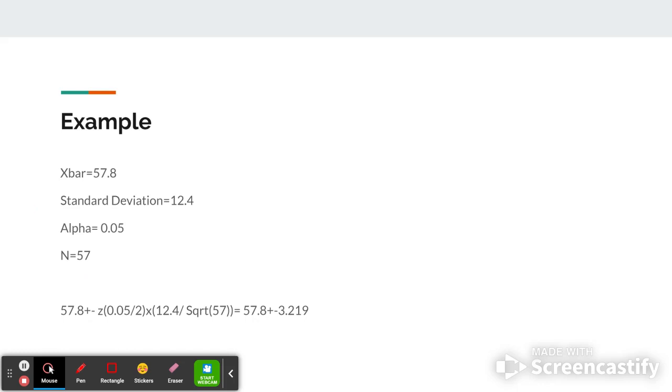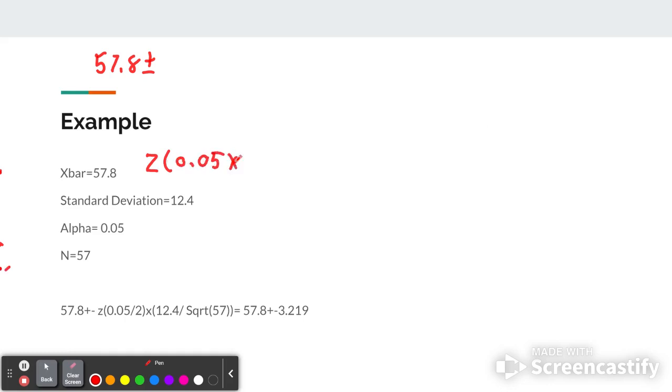This is the complete solution, but I'm going to go ahead and work it out for you so it makes sense. And so we'll start with, just go ahead and write the mean, 57.8 plus or minus, and we'll leave that until the very end. We're going to go ahead and just work on solving the margin of error. We're going to take the z-score of 0.05 divided by 2, or the z-score of 0.025, which will give us the common value of 1.96 on a standard normal table.